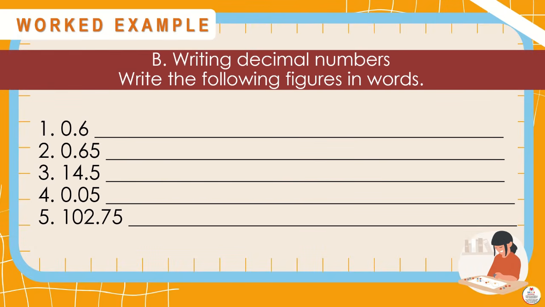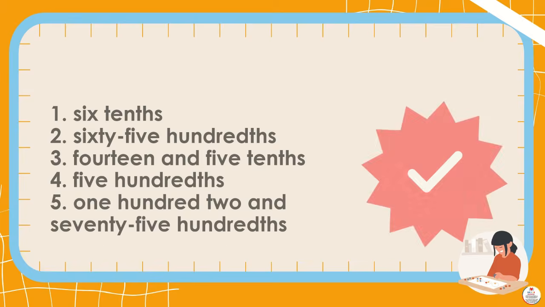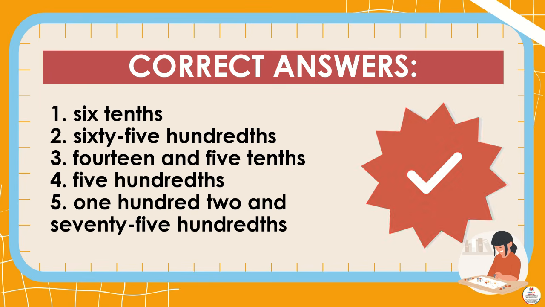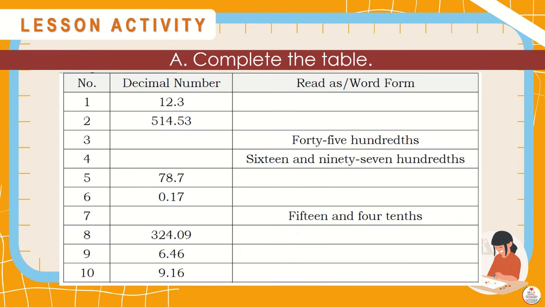Writing decimal numbers. Write the following figures in words. Here are the correct answers. For number 1, 6 tenths. 2, 65 hundredths. 3, 14 and 5 tenths. 4, 5 hundredths. Number 5, 102 and 75 hundredths. Complete the table.